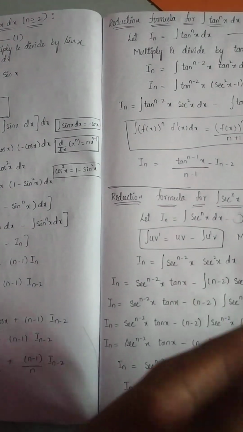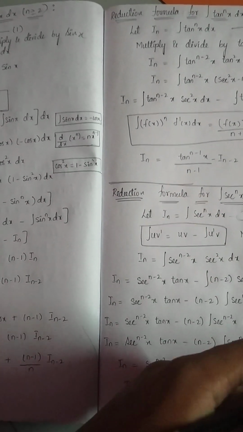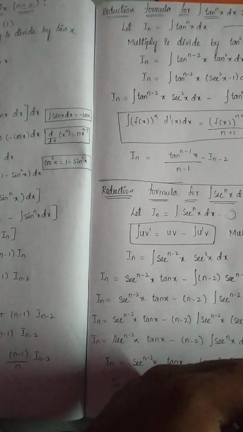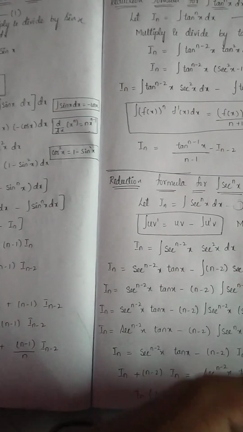You might be thinking that I haven't included the reduction formulas for cos x, cosec x, cot x. If you do these 3 reduction formulas, you can easily try the remaining 3, because they are also done in the same manner. So I hope this video will help you in a great manner.